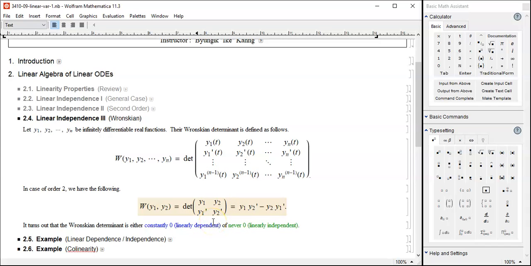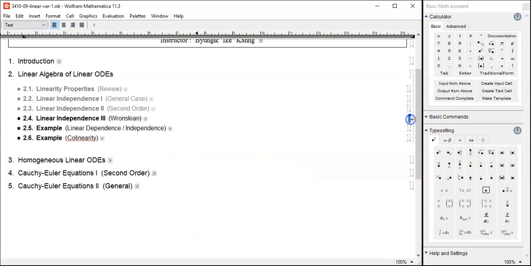So you have just a second order determinant, and that's easy. Just multiply the principal diagonal, y1, y2 prime, and then subtract the other diagonal, y2, y1 prime. So you can remember this as the formula for the Wronskian. Is it useful? To a certain degree. We will not use this to check linear independence because we have a much better tool, collinearity. But there are some other uses of the Wronskian.